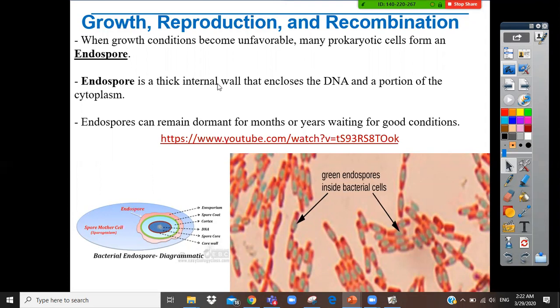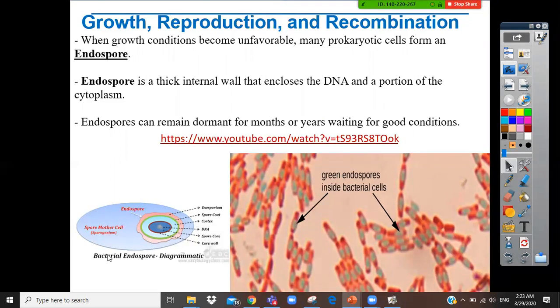Sometimes the conditions might become unfavorable for prokaryotes. So what they do is that many prokaryotic cells form an endospore. An endospore is a thick internal wall that encloses the DNA and a portion of the cytoplasm. Endospores can remain dormant for months or years, waiting for good conditions.